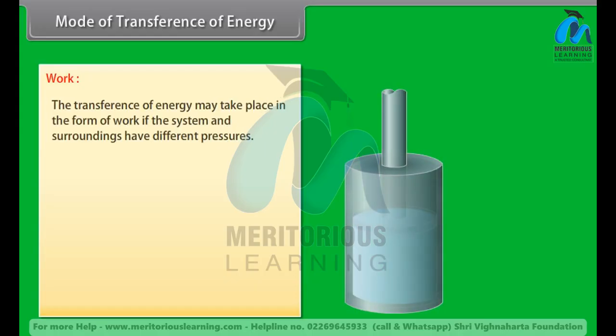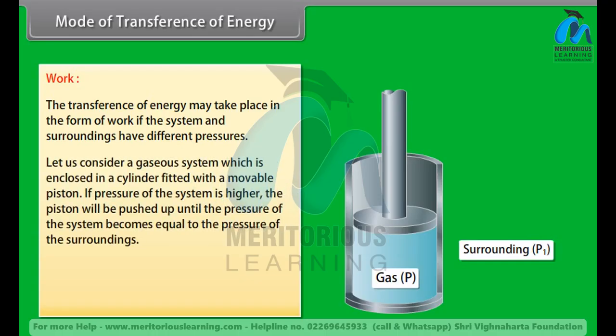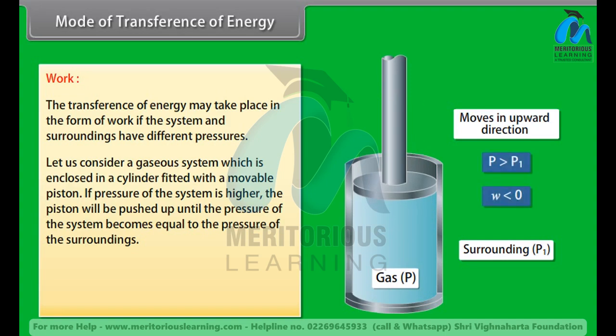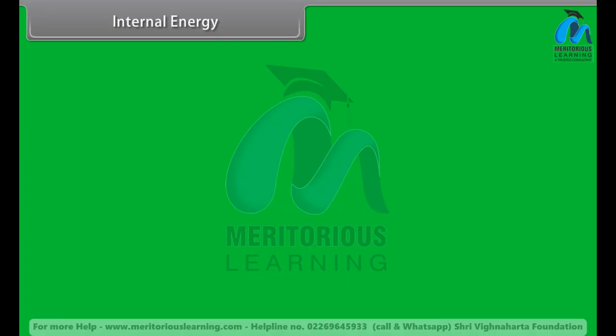Work. The transference of energy may take place in the form of work if the system and surroundings have different pressures. Let us consider a gaseous system which is enclosed in a cylinder fitted with a movable piston. If pressure of the system is higher, the piston will be pushed up until the pressure of the system becomes equal to the pressure of the surroundings. If the system is at lower pressure, piston will be pushed down until the pressure of the system becomes equal to that of surroundings.